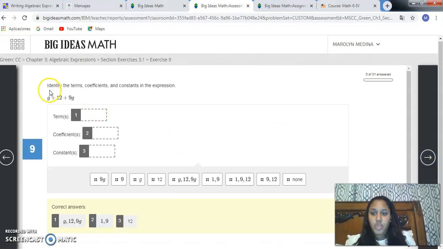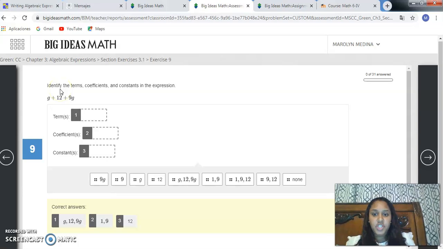Let's try this one: identifying the terms, coefficients, and constants in the expression. First, how many terms do I have? 1, 2, and 3. What are my 3 terms? I have G, I have 12, and I have 9G. So these are the terms.